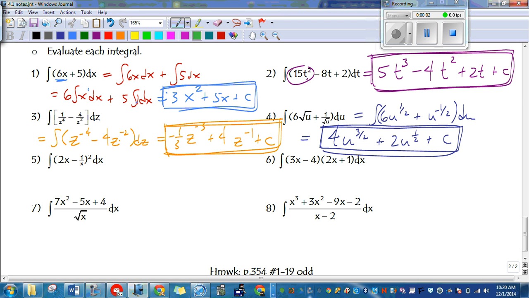In number 4, we want to rewrite this as 6u to the 1 half plus u to the negative 1 half inside the integral. And then we can do the antiderivative by adding 1 to each exponent and dividing by the new exponents. So we add 1 here, we get u to the 3 halves, divide by 3 halves, or you can think of it as multiplying by 2/3, right? Multiply by the reciprocal. So we end up with 4 times u to the 3 halves.